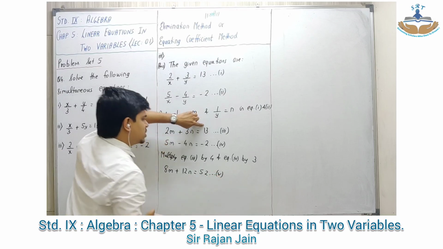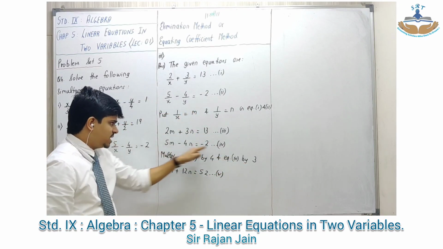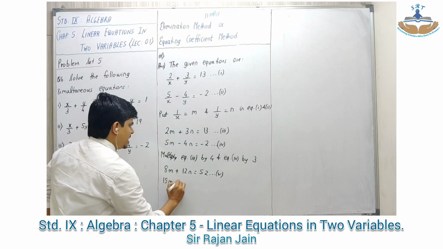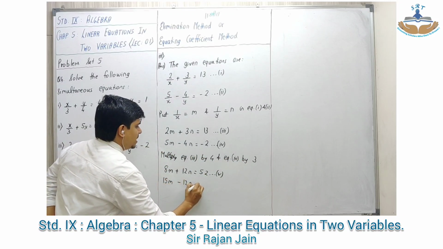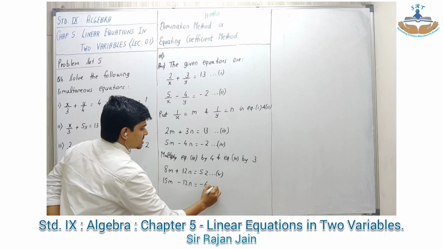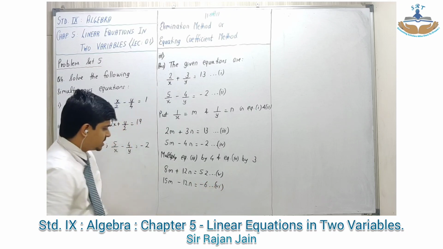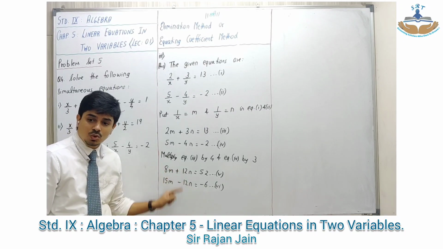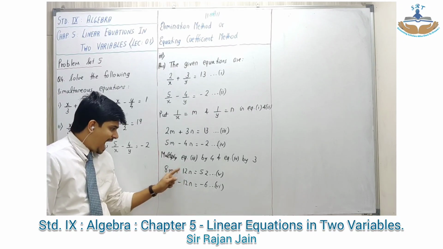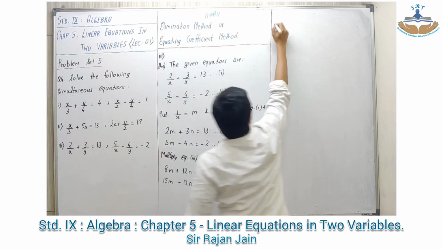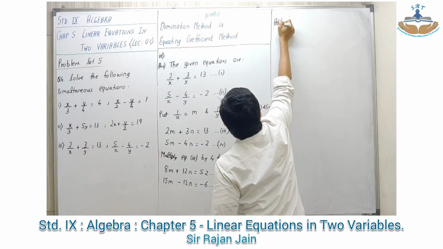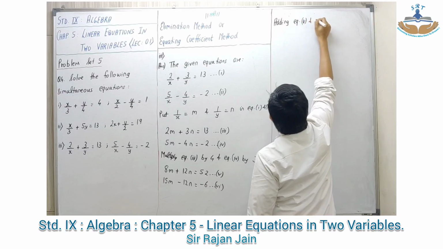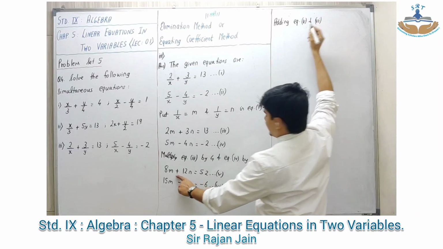इसको लिखो equation 5, and this equation I am multiplying by 3. So what will I get? 15m minus 12n is equal to minus 6. This is your equation number 6. Coefficient same हो गया. They are with opposite sign. So to eliminate that, you need to add these two equations. So I say adding equations 5 and 6. What do I get?